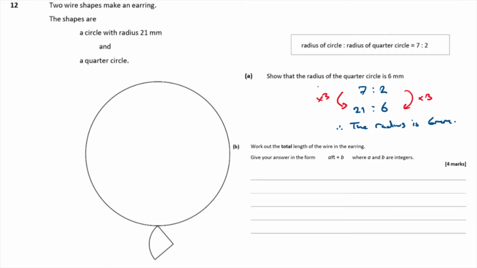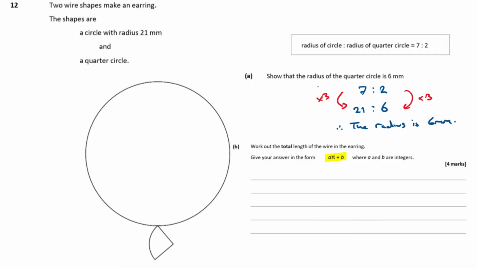Part B says, work out the total length of wire in the earring. Give your answer in the form A pi plus B, where A and B are integers. So this bit here just means leave pi in, don't have to times by 3.14 whatever, which is nice, seeing I don't have a calculator. Right, so let's break this down.